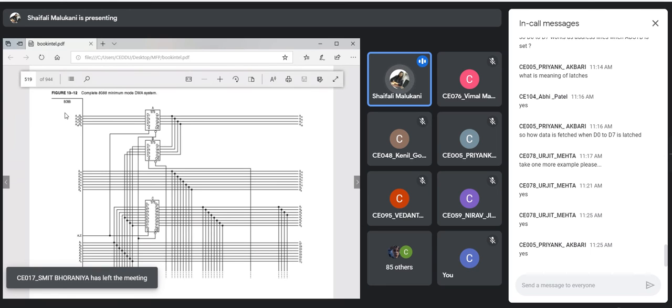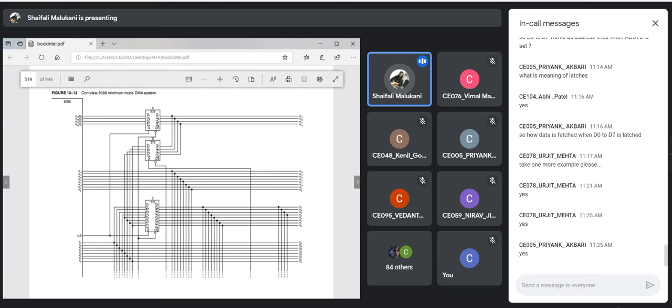So what is the use of AEN? If it is 1, the operation is handled by 8237, and if it is 0, then it should be handled by 8086. The same applies to this one as well. See, the same line goes here. That is for the A16 to A19 lines as well.